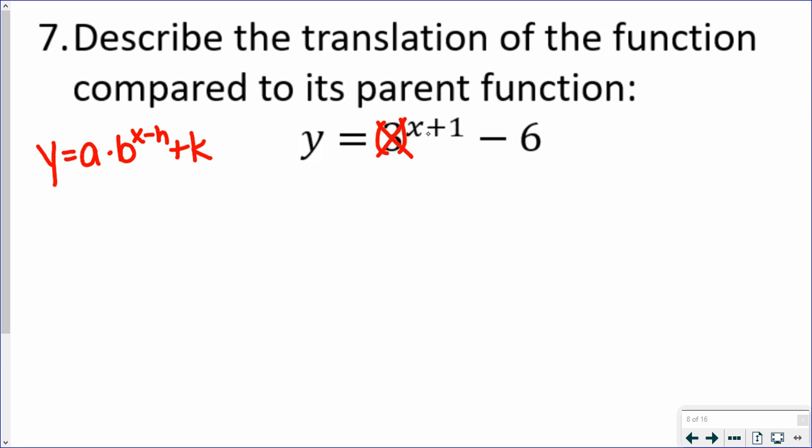Okay? So up here in the exponent, that's our h value, tells you if you go right or left, and it's opposite of what it looks like. And then your k value at the end is up or down, keep the sign. So this isn't wider or steeper because, again, that 3 is the base number. It's not the a value in front. Okay? So we would say shifts left 1 because it's opposite of what it looks like here, and down 6 because you keep the sign for the k. Okay?